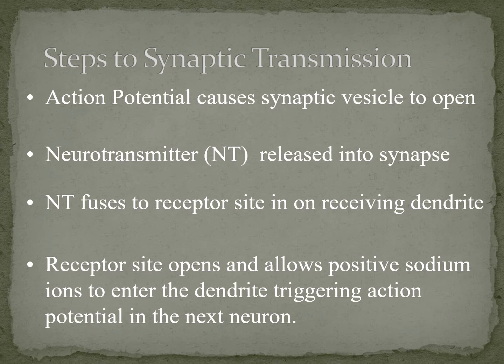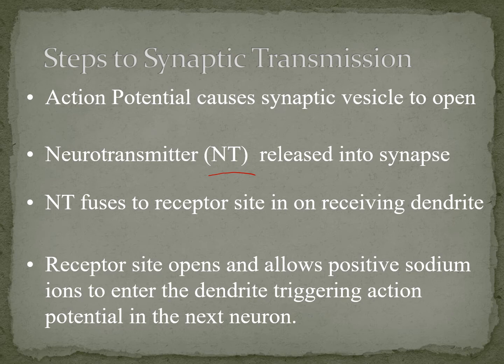So the steps to synaptic transmission. Action potential causes synaptic vesicles to open up, and I'll show you a picture of that on the next slide. A neurotransmitter, NT, so from now on you'll just see NT, know that that's a neurotransmitter, is then released into the synapse. The neurotransmitter fuses to the receptor site on one of the receiving dendrites. The receptor site then opens up, allowing positive sodium ions to enter the dendrite, triggering action potential in the next neuron. The neurotransmitter is kind of like a key.